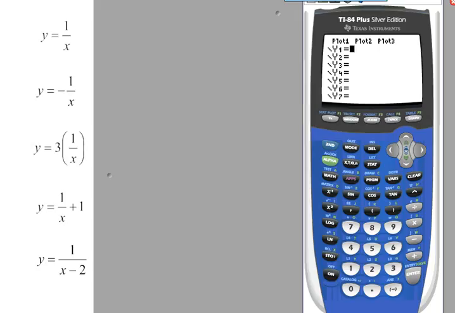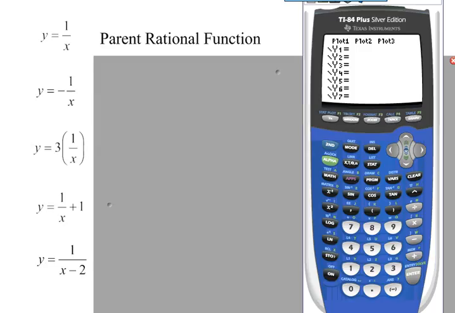And what we're going to do now is we're going to graph some different rational functions. And we're doing this so that we can learn the different transformations. Okay? We're going to start with y equals 1 over x, which we've already introduced ourselves to. We know that we're calling this the parent function. So go into your y equals and just type in 1 divided by x. And then do zoom 6 for the standard 10 by 10 window.